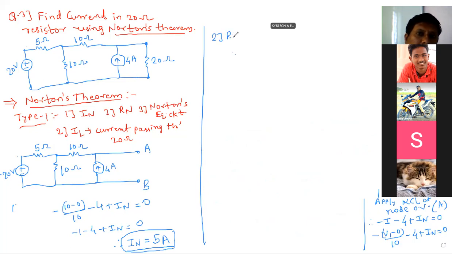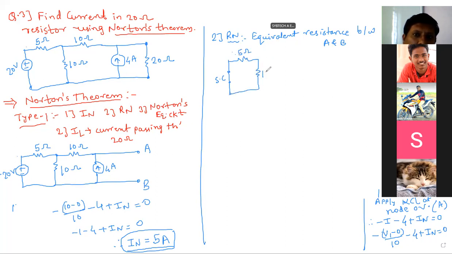So we are calculating now RN. So RN is what? Equivalent resistance between A and B. Okay, so 20 volt voltage source, I will make it short. This is 5 ohm, this is 10 ohm, this is 10 ohm. Current source is open and A and B terminals are open. So we have to find out now the equivalent resistance measured between A and B as RN.